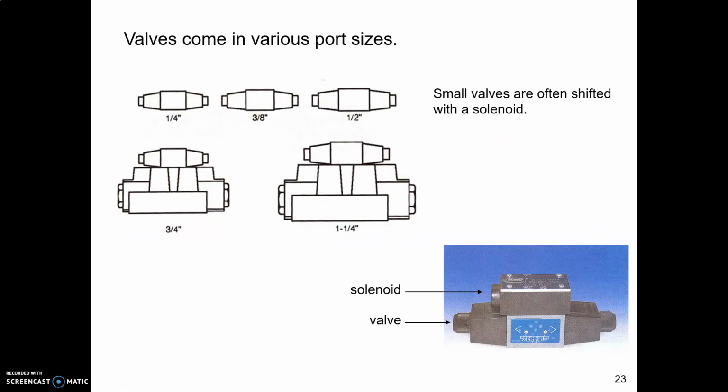All right, here's where I wanted to talk about pilots. We talked earlier about solenoids for operating valves, and here at the bottom of this slide is a picture of your average valve with a solenoid on top. So now, when you're out in the shop looking at hydraulic stuff, when you see a thing that looks like this, you will know you are looking at a valve with a solenoid on it. And that's a common way of shifting small valves.